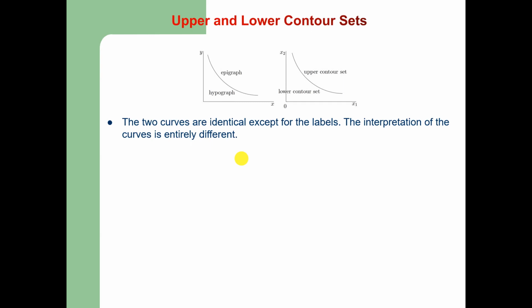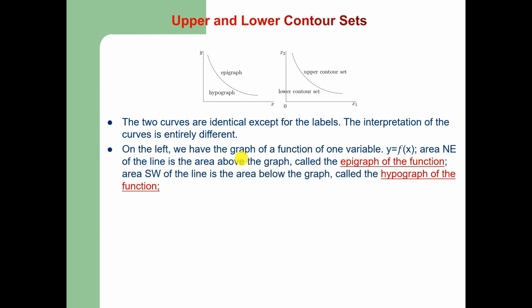Excuse me. But the interpretation of the two curves is totally different. They are not exactly the same. So on the left side, we have a graph of a function of one variable, where along the vertical axis we measure y, which is a dependent variable, and along the horizontal axis we measure x, which is the independent variable. So this is a graph of the function of one variable where y is a function of x.